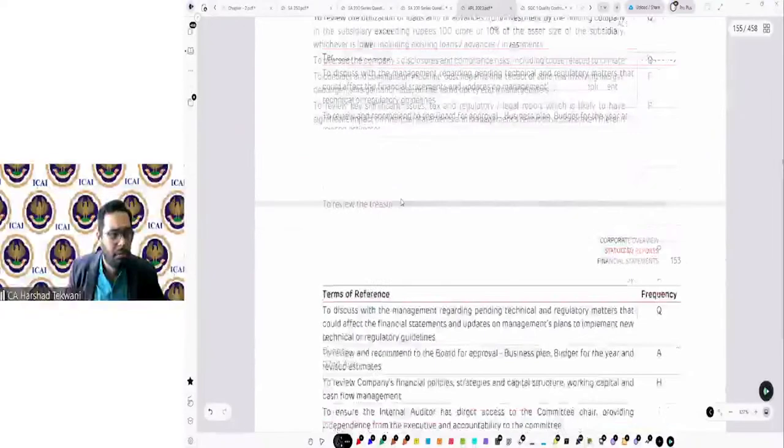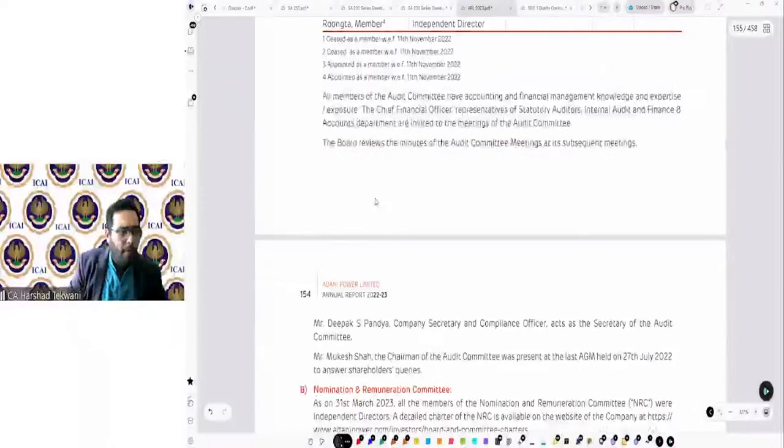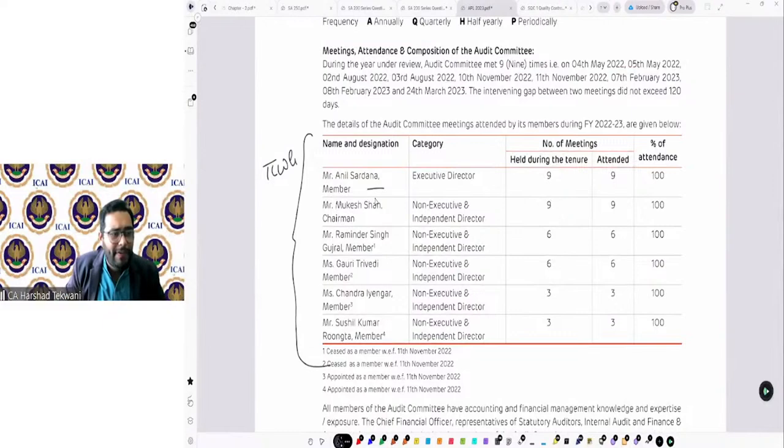This is the audit committee. Full details of the audit committee, I can call those charged with governance. I have now identified the individual persons who are those charged with governance. Now I can contact them. Let's say, for example, he is a chairman. Then I will write a letter to this chairman of the audit committee.